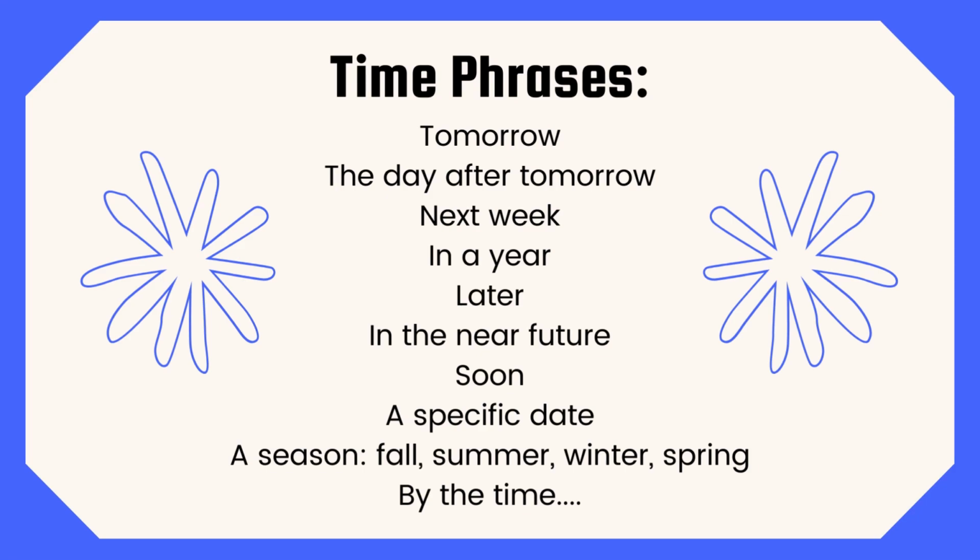We could use a specific date, like next Monday. We could say in August. We could say January 13th. We could say in 2026. We could also use a season, fall, summer, winter, or spring. Or we could say by the time. When we use by in the future perfect tense, it means before. So if I said by the time we get there, it actually means before we get there.